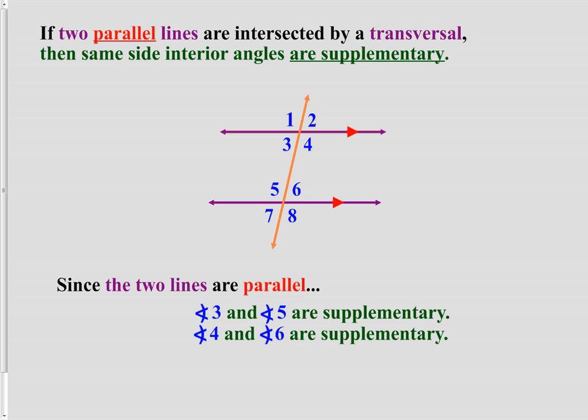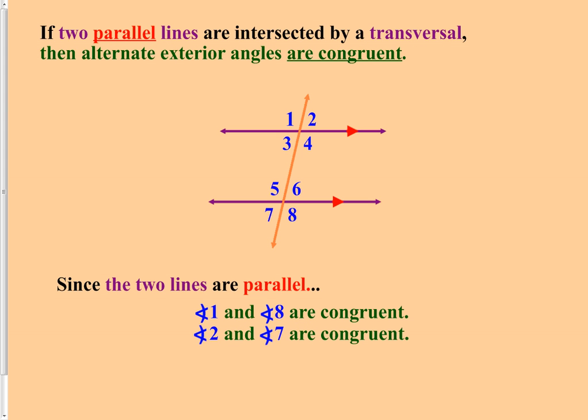Your same side or your consecutive interior angles, these are the oddball of the group. Your same side interior angles are going to be supplementary. And the way I told you to try to remember this was all the S's were going to go together. Same side supplementary, same side supplementary. The final set was the alternate exterior angles, and they are congruent to each other, once again, only if the lines are parallel to each other.